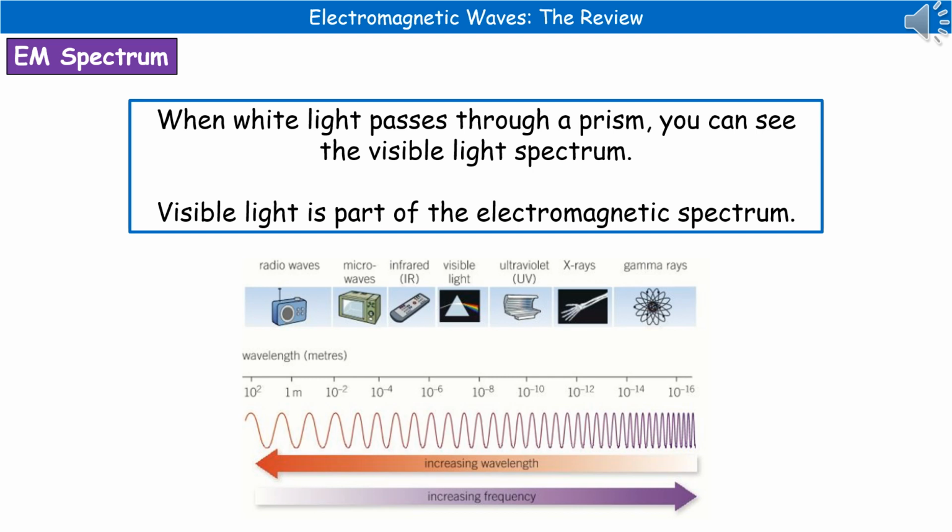So if we start off first of all with the longest wavelength or the lowest frequency, we start with our radio waves. And then if we move through the increasing frequency, we go to microwaves, then infrared, visible light in the middle, then we go to ultraviolet, X-rays, and then gamma rays. Hopefully what you can see is that as the frequency is increasing, the wavelength is decreasing.